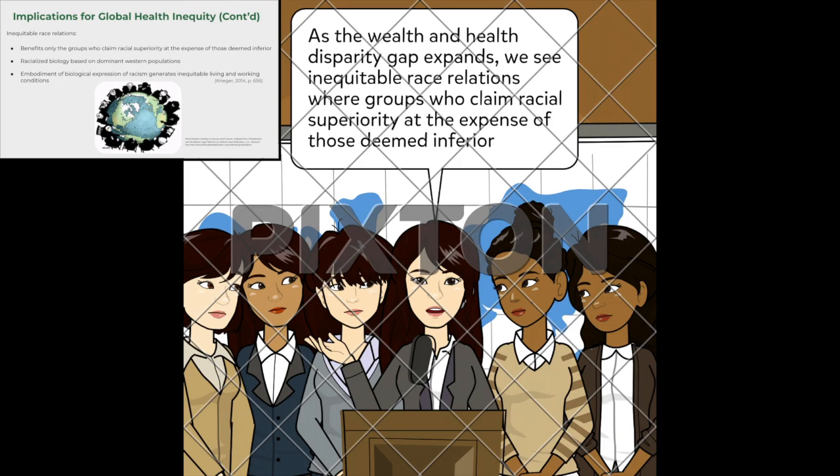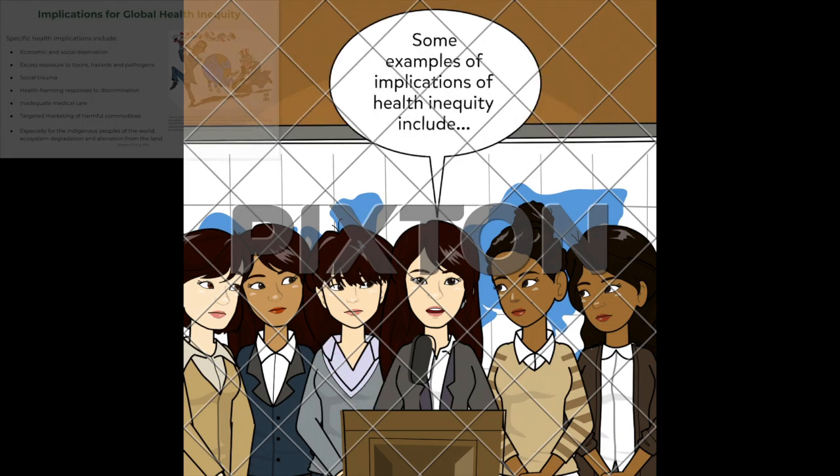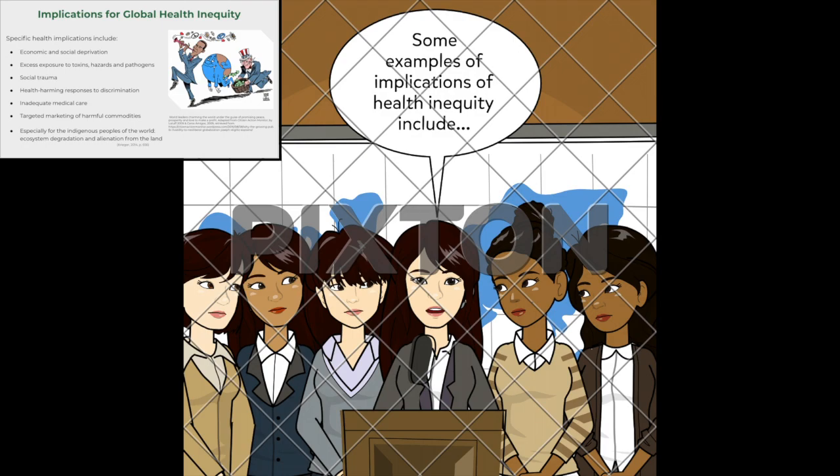Some examples of implications of health inequity include economic and social deprivation, excess exposure to toxins, hazards, and pathogens, social trauma, health-harming responses to discrimination like drug, alcohol, or tobacco use to alleviate stress, inadequate medical care, targeted marketing of harmful commodities such as placing liquor stores, fast food restaurants, and gun shops in predominantly African American neighborhoods, and especially for the Indigenous peoples of the world, ecosystem degradation and alienation from the land.